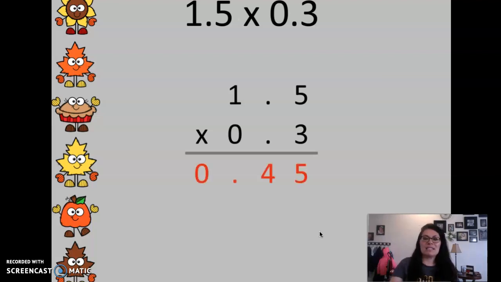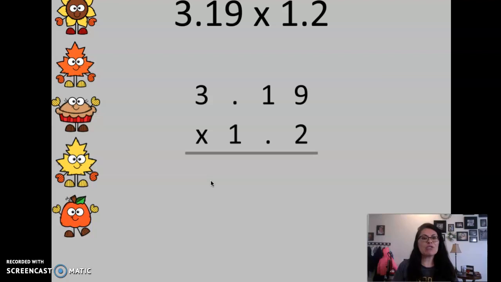The answer is 45 hundredths. Now, I'm assuming most of you got 0.45 easily. If you're worried about the decimal, remember there's one number behind the decimal here, and one number behind the decimal here. So 1 plus 1 is 2. So we have to make sure we have 2 numbers behind the decimal in our answer. Very good. All right, here's your next problem.